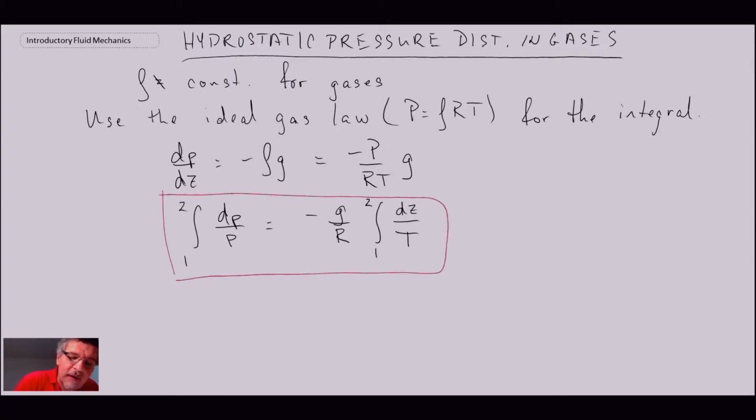But you can see, in order to solve it, we need a relationship for temperature as a function of Z, or position within the atmosphere. We need that relation before we can proceed. So we're going to look at a couple of cases here. The first one will be the assumption of an isothermal atmosphere.